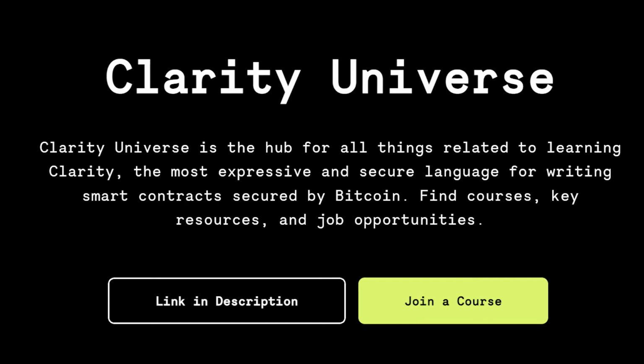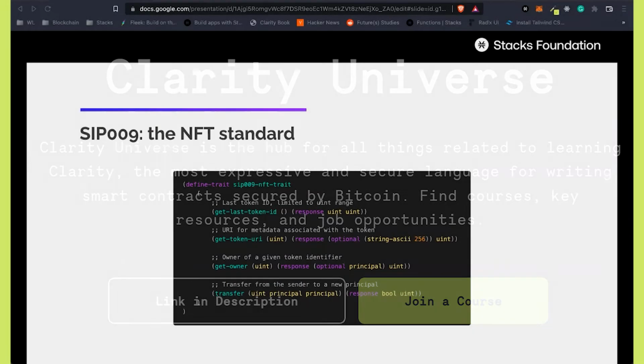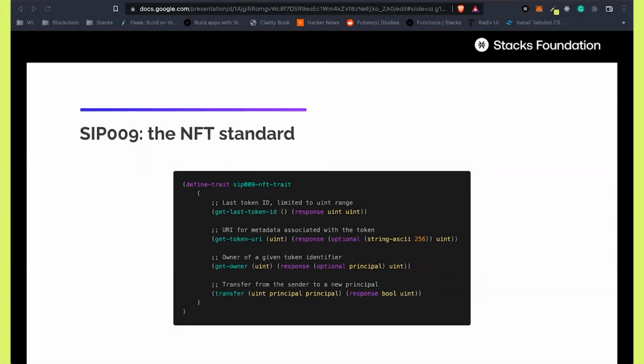So what is an NFT? NFT stands for non-fungible token. And non-fungible basically means that each one is unique and can't be identically replaced. So for example, if you have one Bitcoin, which is a fungible token, you can exchange it for one Bitcoin and you'll have the exact same thing.